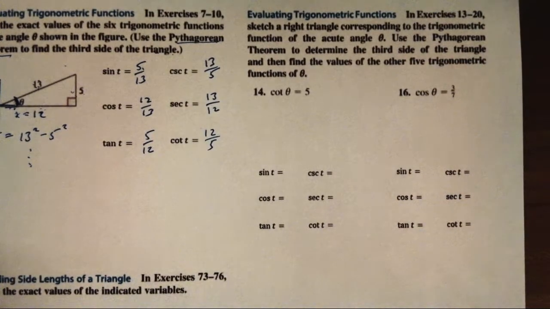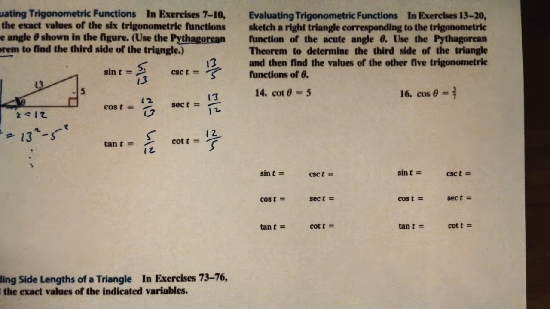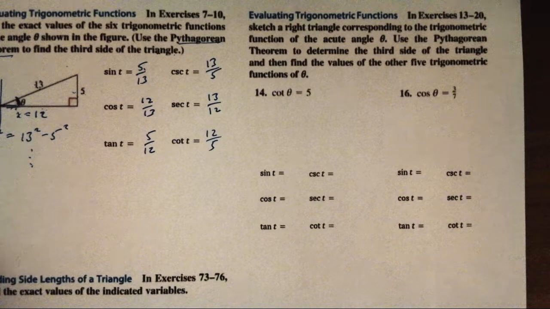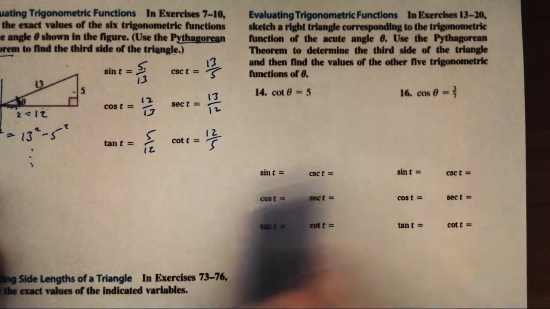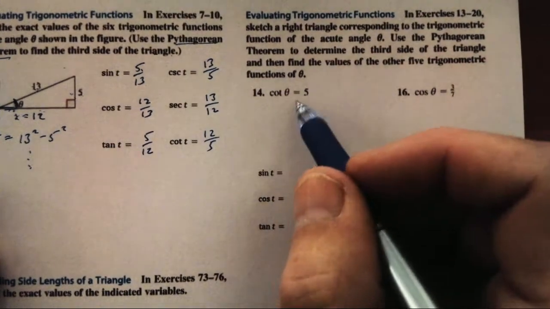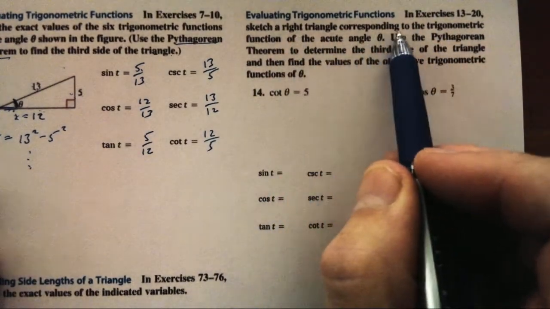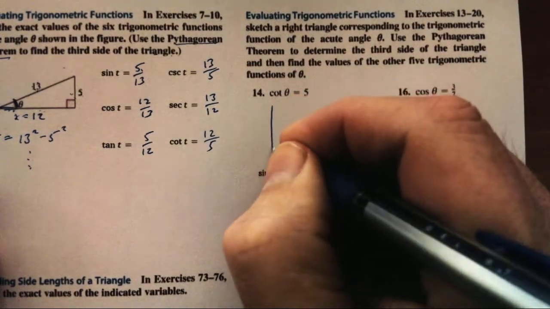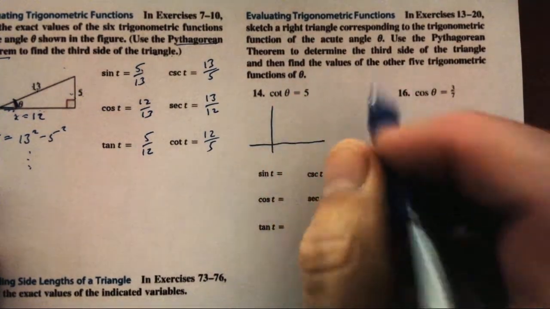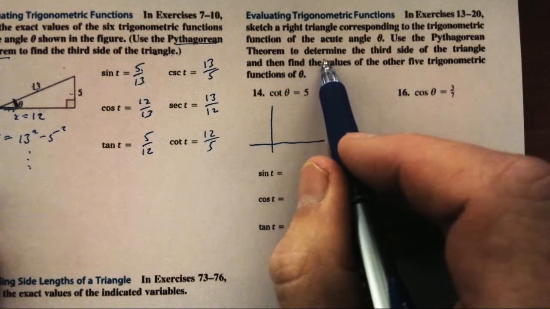Okay, 16, more of the same. You're going to have a lot of problems in the next 2 sections that look the same. You're basically doing the same thing, building right triangles, maybe doing a little bit of Pythagorean to complete the triangle, and then writing out your 6 trig functions. So here we have, sketch a right triangle corresponding to the trigonometric function of the acute angle theta. So if it's acute, it's going to lie in the first quadrant. Use Pythagorean theorem to determine the missing side.